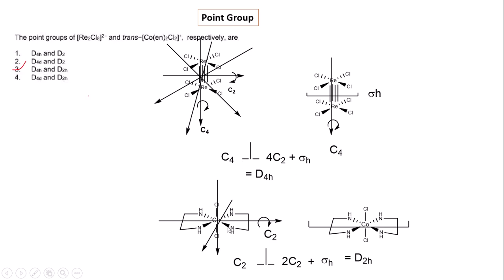Similarly, if we see that of the octahedral complex, cobalt diethylene dichloride complex, and in that case the C2 and the perpendicular C2, and we get that of the D2h point group. So this is the point group of D2h and D4h. So the option 3 is the correct.